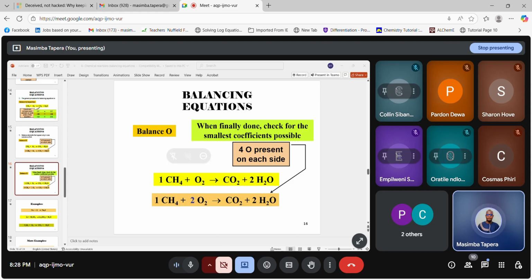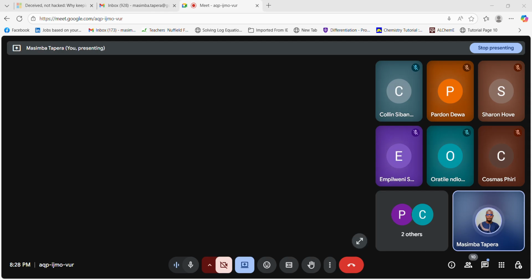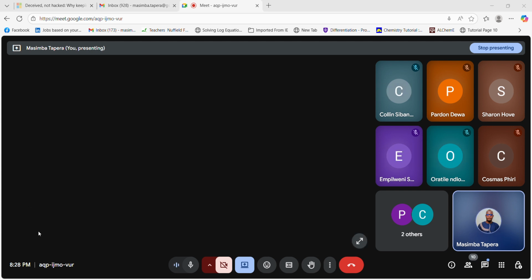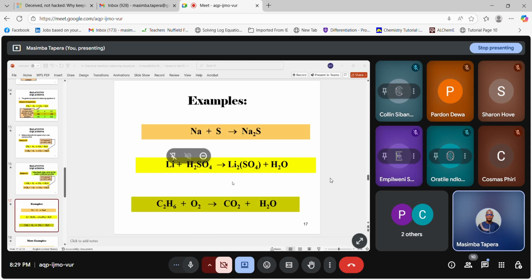In the next slide, I'm going to give you some unbalanced chemical equations. Then we are going to try to balance them. We are going to try to balance some chemical equations. Okay, here are the 3 chemical equations that we have. In your chat box, I want you to try. Okay, we can try together the first one, then you guys will try the second and the third one.